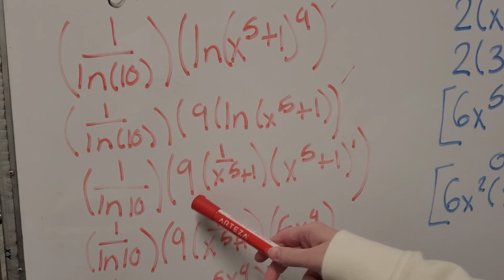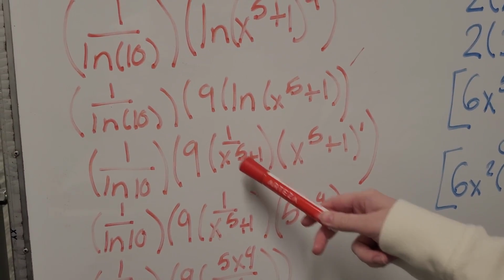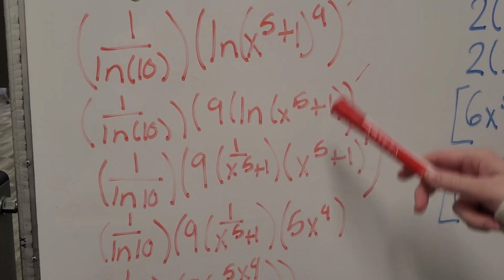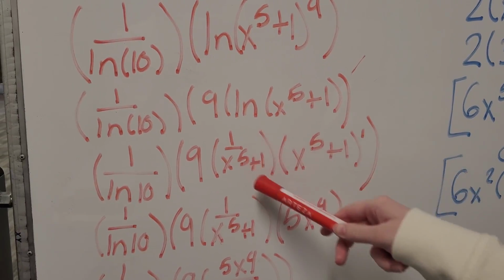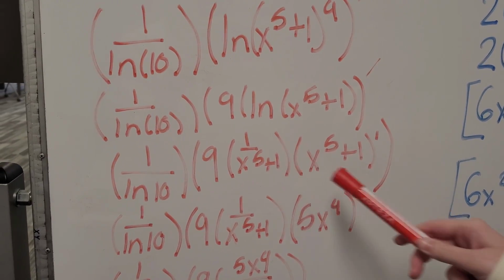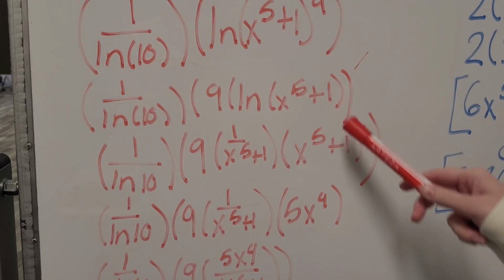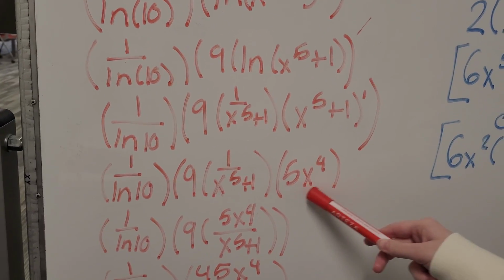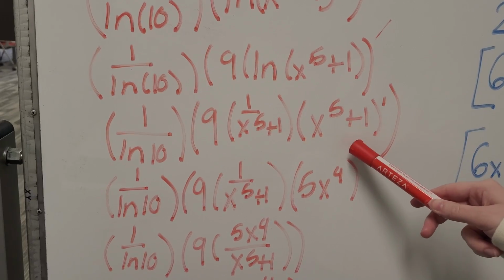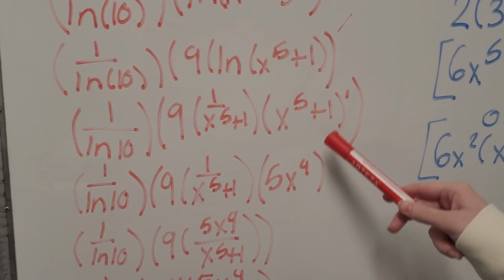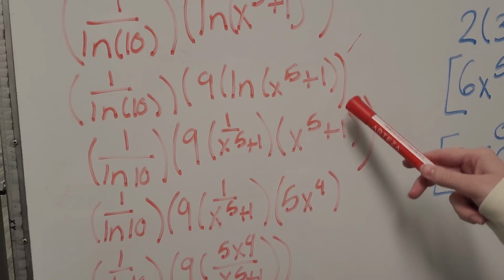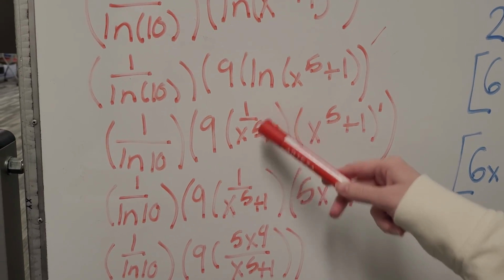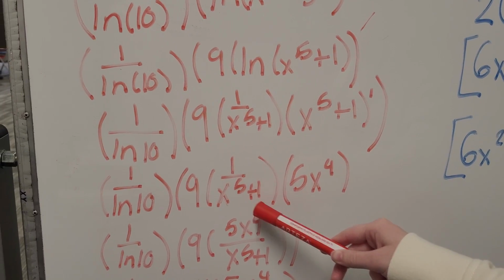So here we have 9, times 1 over x to the 5th power plus 1, because ln of n becomes 1 over n, so this is our first part. We do not derive this at all. And then the second part, x to the 5th plus 1, we do derive this part. So here on the bottom, now we've derived the second parentheses, which is 5x to the 4th, because the 5 comes down, 5 minus 1 is 4, 5x to the 4th power. And then we bring the fraction right back down, 1 over x to the 5th power plus 1.